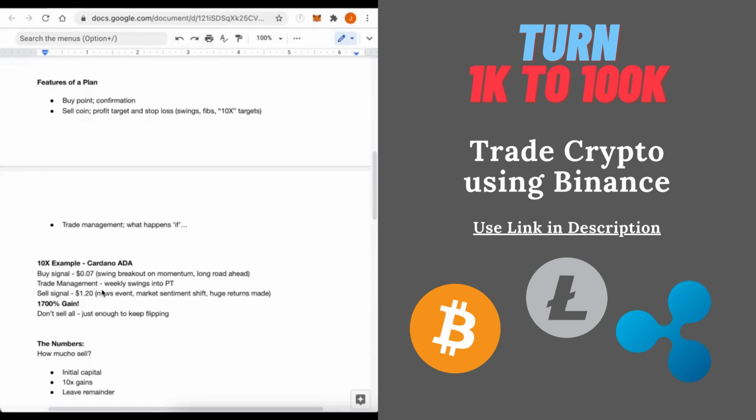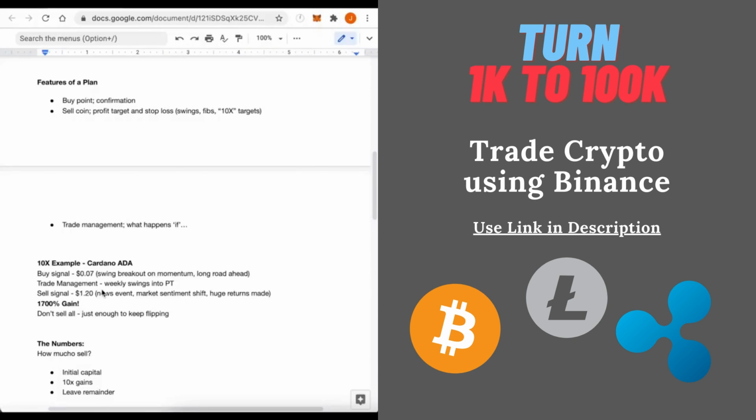Profit targets, stop loss, swings, fibs, 10x targets. So selling a coin, we've got a profit target in mind. What is that? Is that we're going to exit on a swing? We're going to exit at a Fibonacci level? Do we just have a 5x, a 10x, a 20x in mind and just sell no matter what? Trade management. What happens if the market isn't going the way we expect it to? When do we get out? What do we look at?